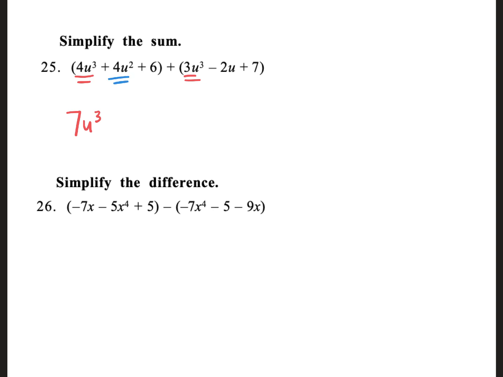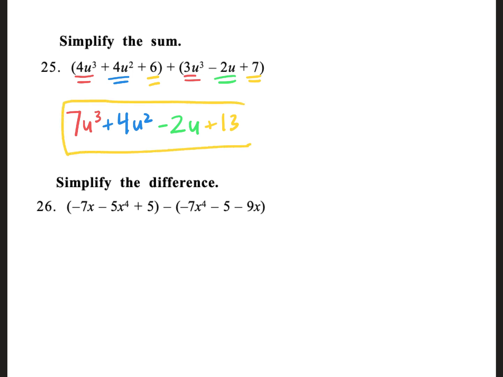I notice I have plus 4u squared. Nothing else has a u squared, so that one I'm just going to rewrite. I notice we have a minus u. Again, nothing else has a u, so we just have minus 2u. And my last one, I see a positive 6 and a positive 7. 6 plus 7 gives me 13. My final answer would be 7u cubed plus 4u squared minus 2u plus 13.